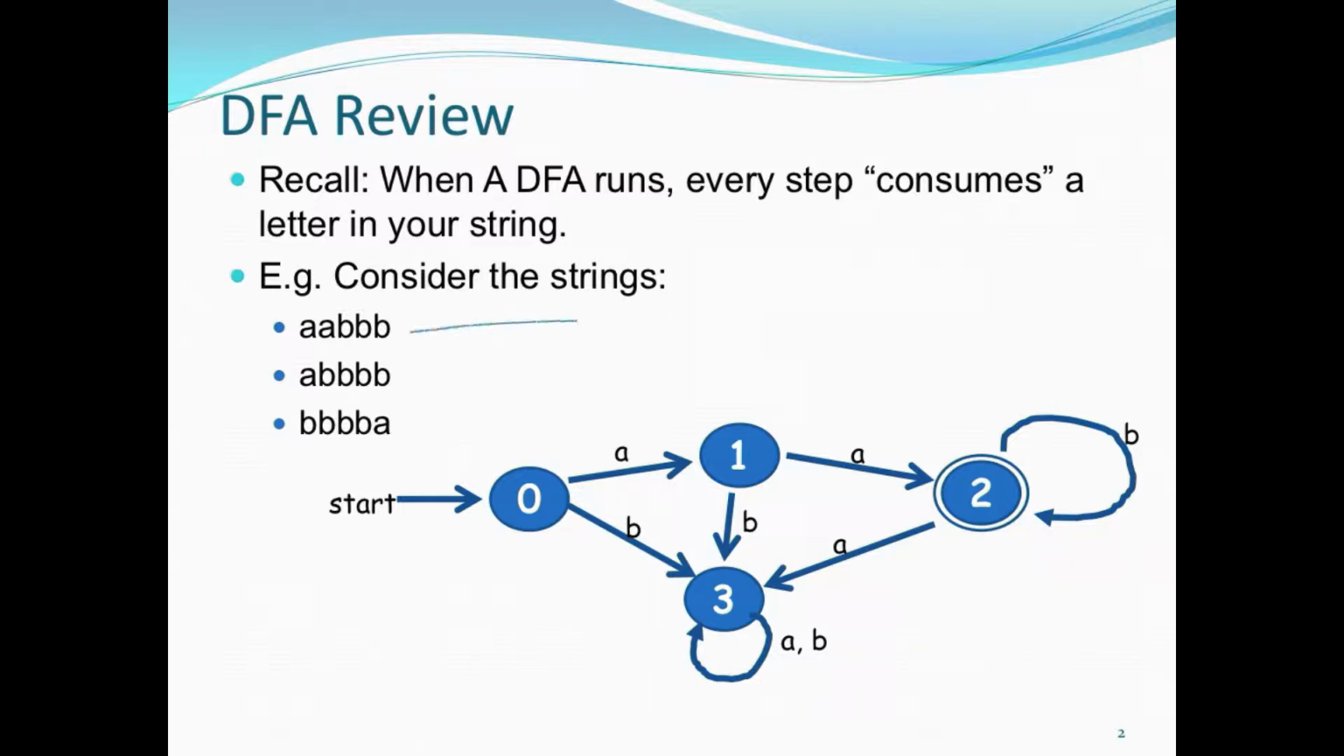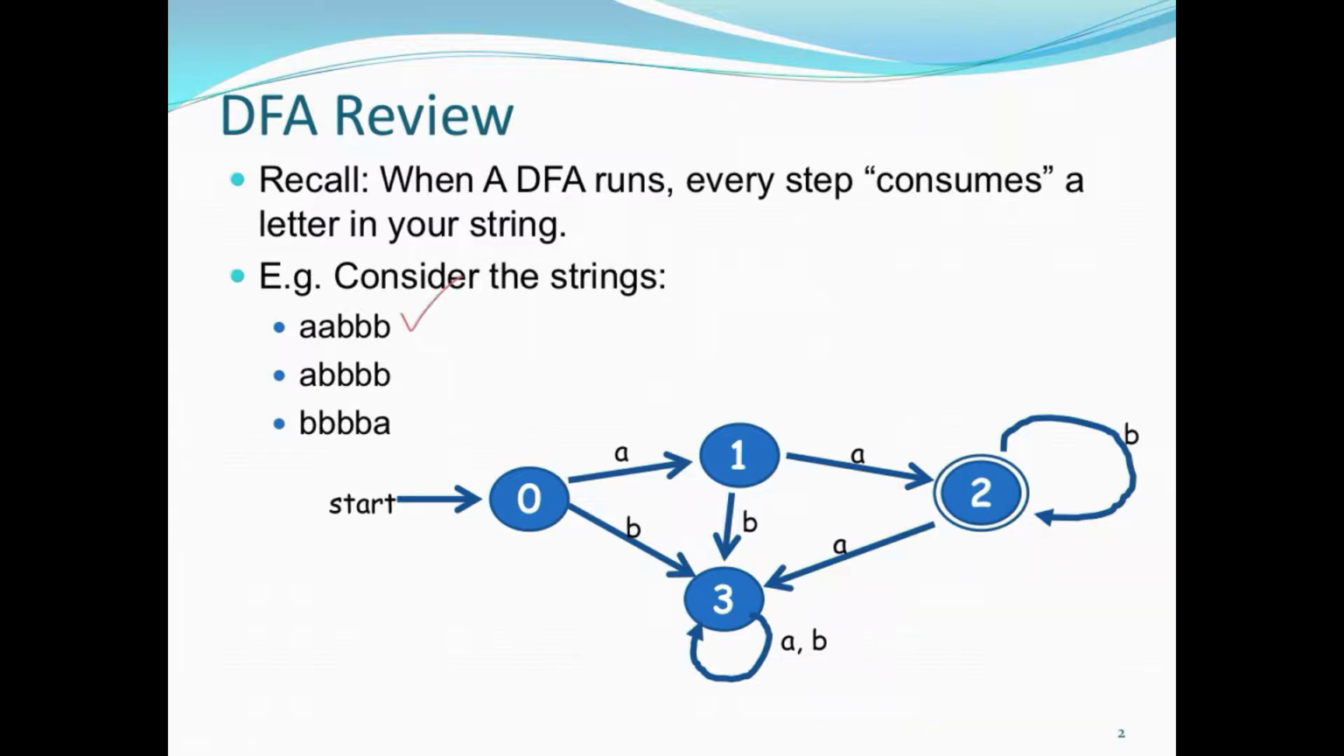So for example, if we're looking at this string, we start with that first A, and we take that step. Next A, we end up at state 2. Now we've got a B, we stay at state 2. Another B, we stay at state 2. Another B, we're still at state 2. We finished, and we finished at a double circled state, which tells us that this string is in the language.